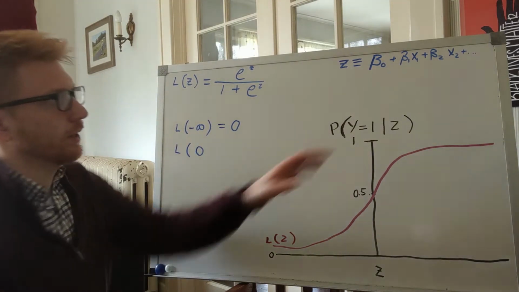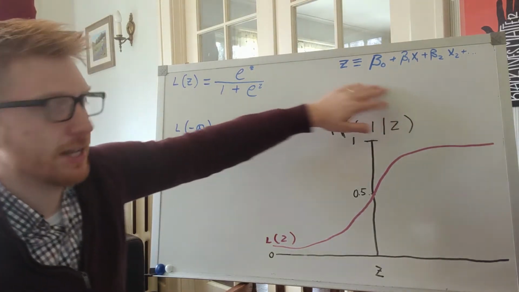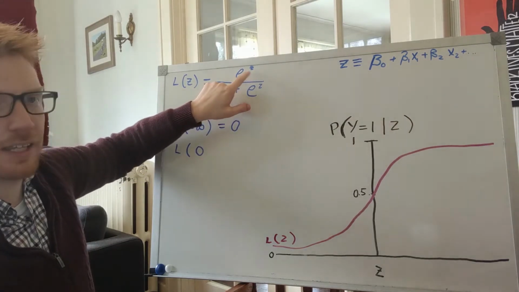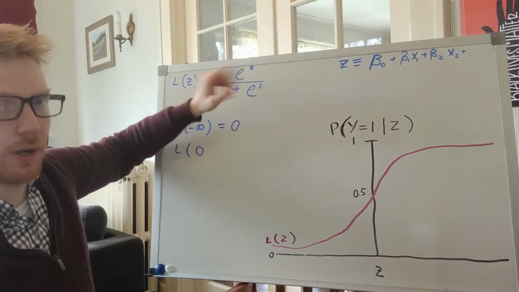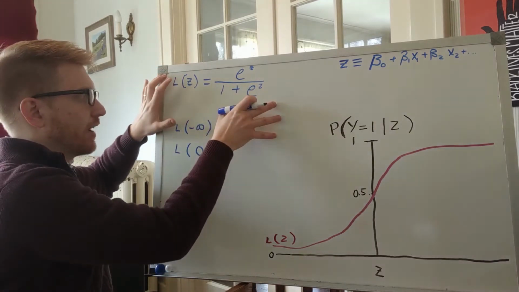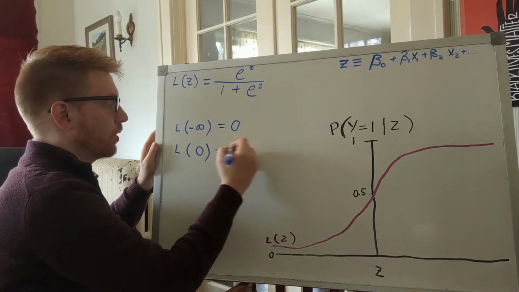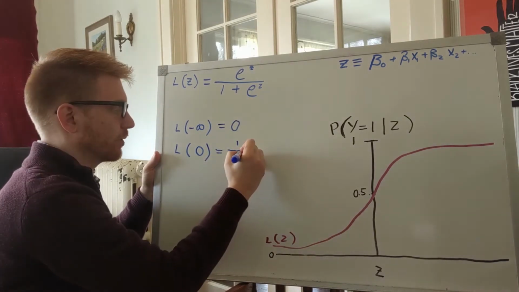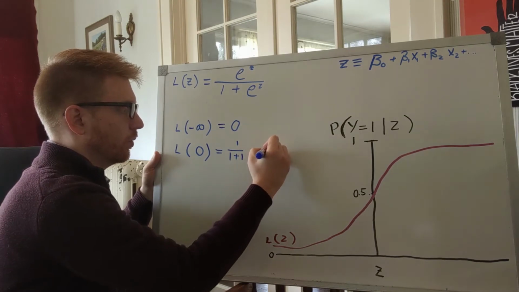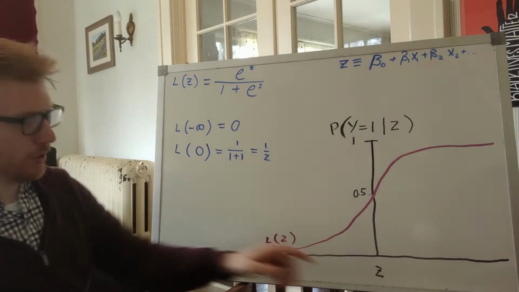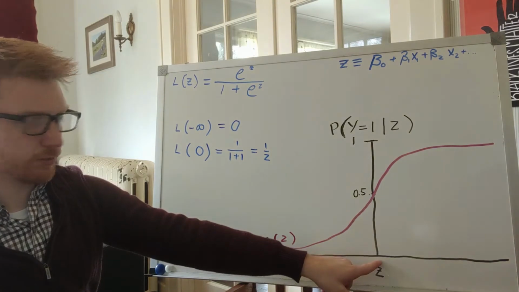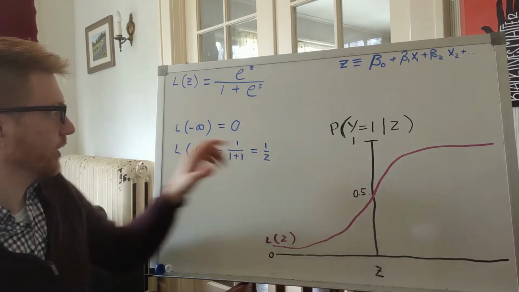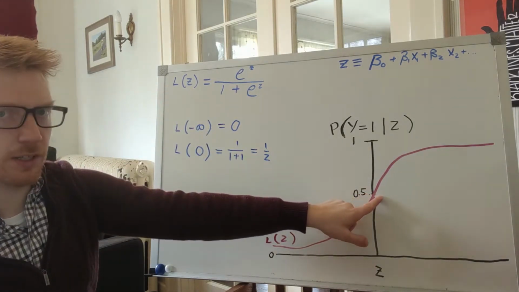What if the sum of the x's times the betas, or z, is 0? Well, anything to the 0th power is 1. So that means this fraction would be 1 over 1 plus e to the 0, which is 1, or 1/2. So when z is 0 at the origin, our logit function of z is going to be 1/2.